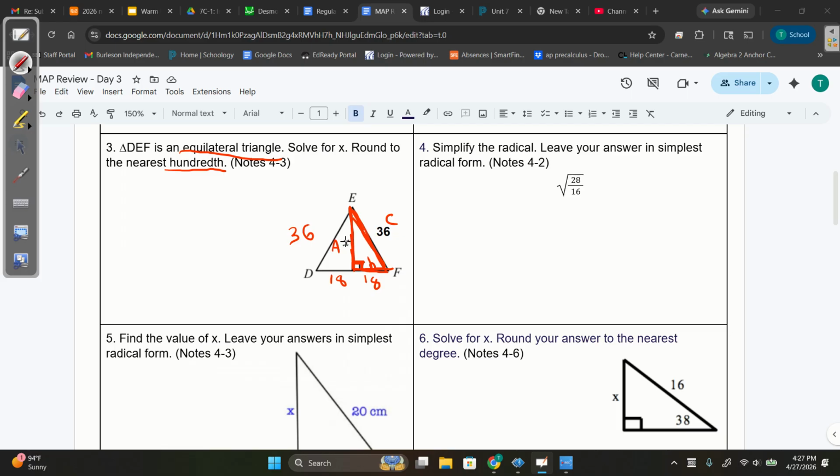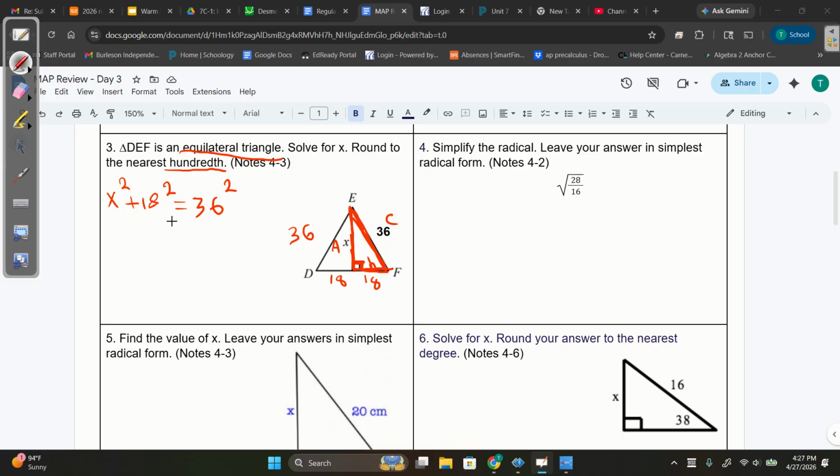So A is x, B is 18, C is 36. Now I can plug it in to Pythagorean theorem. A squared plus B squared equals C squared.